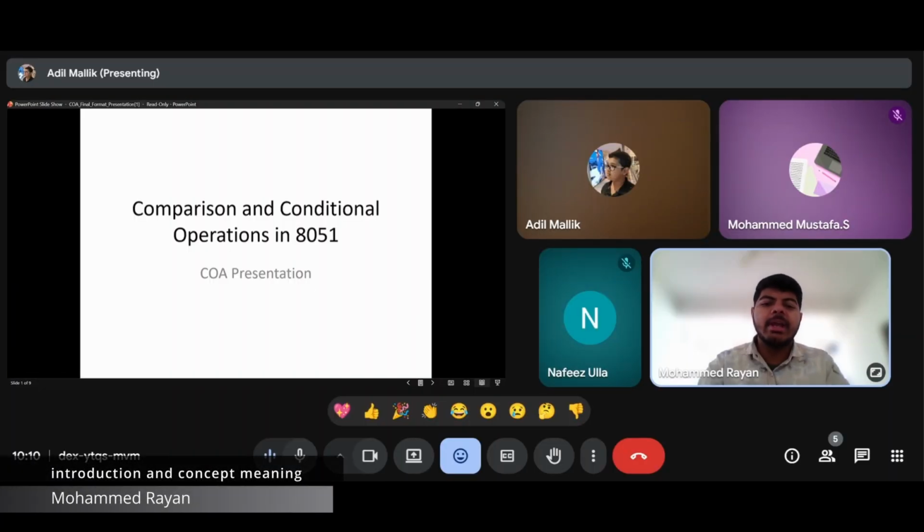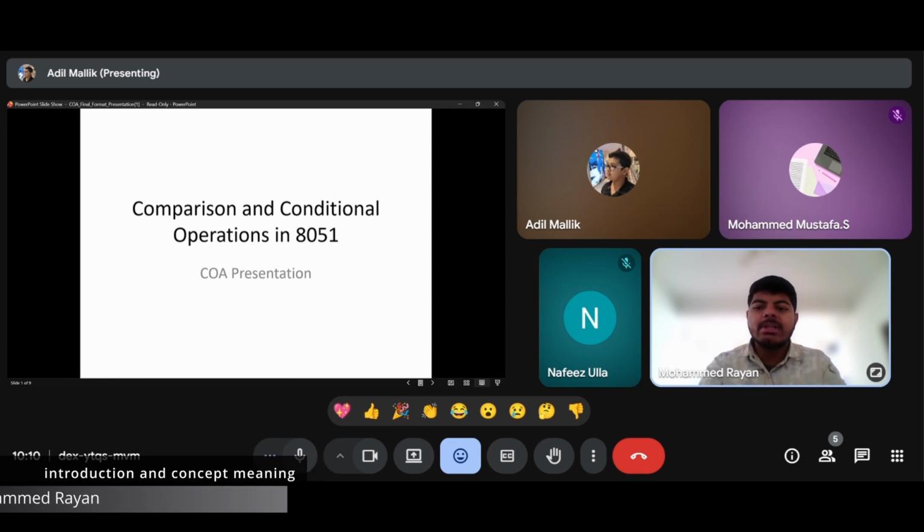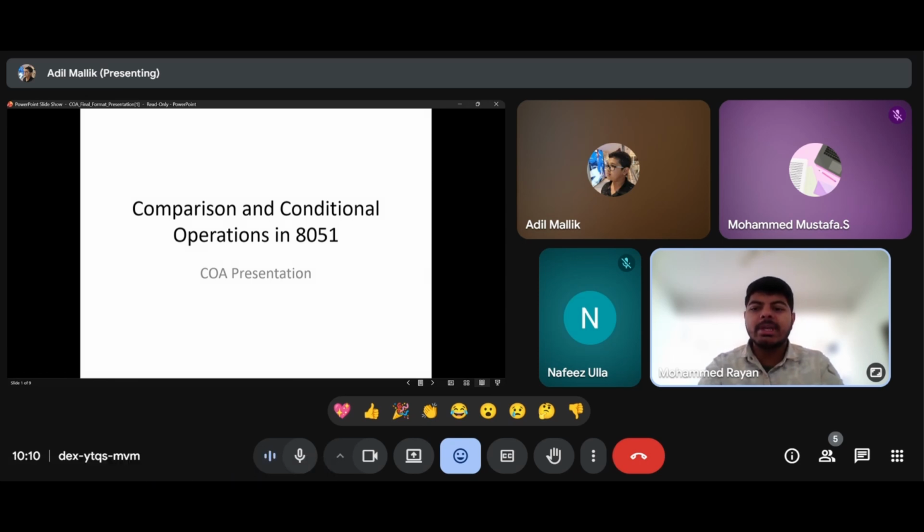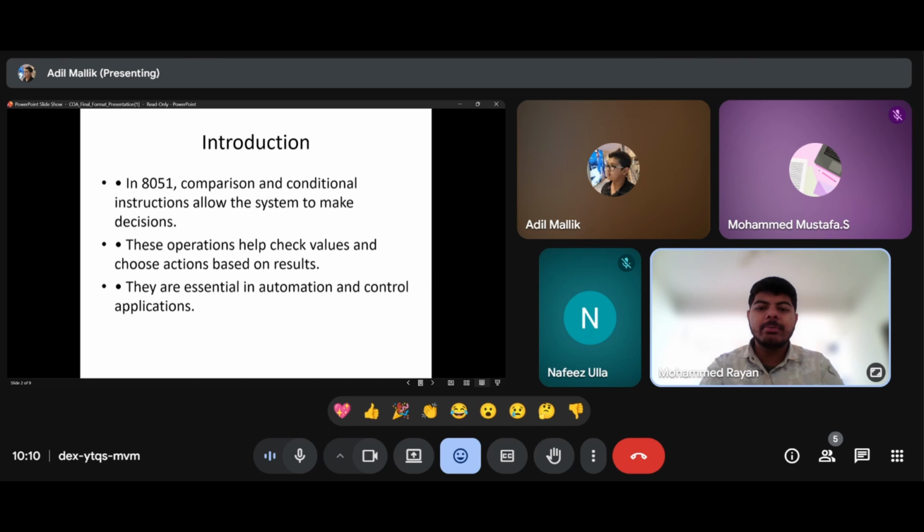Hello everyone, I am here to explain our COA assignment, and our topic is comparison and conditional operations in 8051. I am here to begin our presentation with the introduction part. In today's session, we will discuss one of the most important topics in computer organization and architecture, that is the comparison and conditional operations in the 8051 microcontroller.